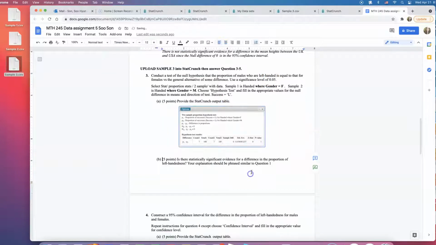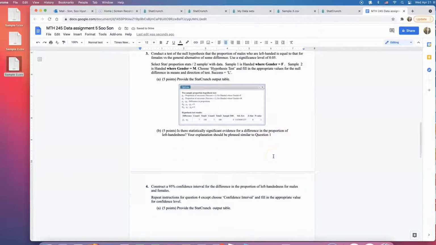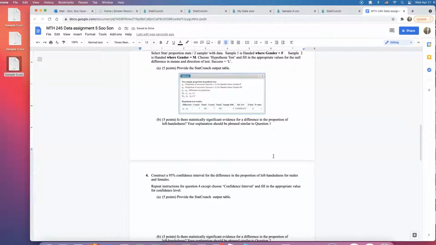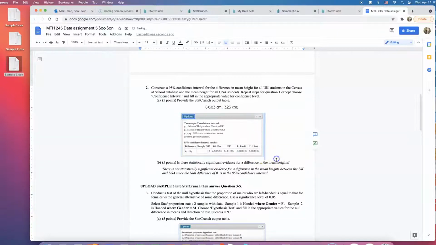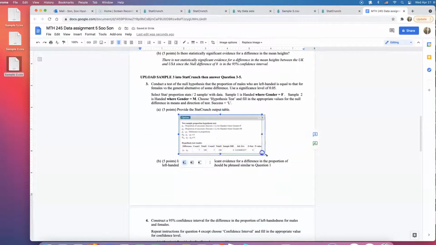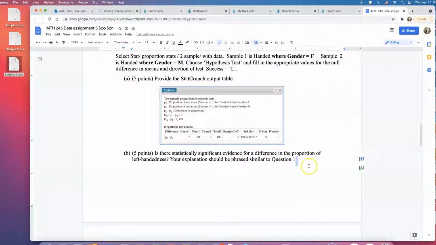Interpretation now. Is there statistically significant evidence for the difference in proportion of left-handedness? No. In my sample, no. Maybe in your sample, but mine, the p-value came out to be 1, and that is the biggest p-value. It says your explanation should be phrased similar to question 1. So you can copy that, or I may just write it myself. Okay, I'm going to try to write it myself.